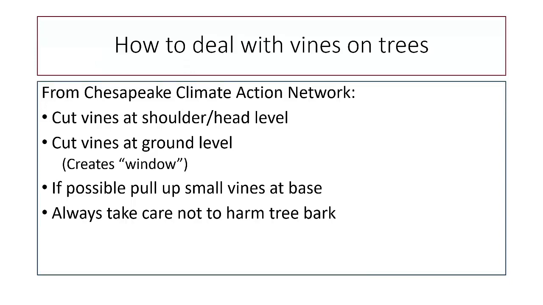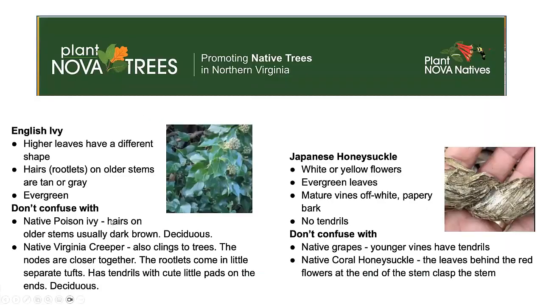It's really tough with English ivy. English ivy tends to really bore into the bark, so it's hard to pull off. You don't want to damage the tree bark. That's kind of paramount. So here I have the Plant NOVA Trees information on vines, and this is being shared with permission. I did talk with Margaret Fisher of the organization, and she's more than happy to share her information with us and with the public, because her goal is to save trees.